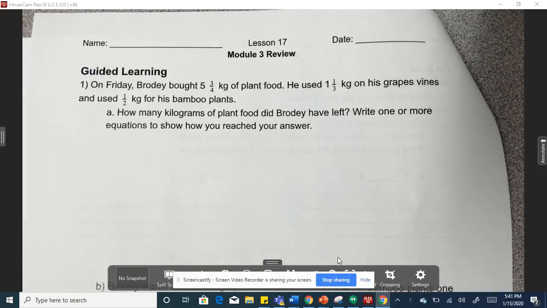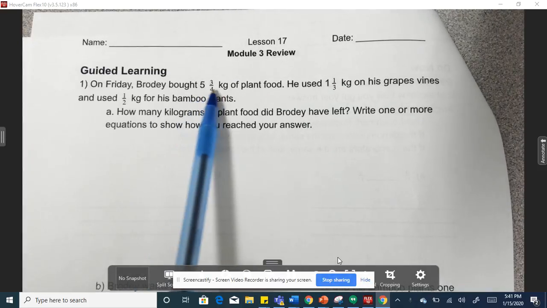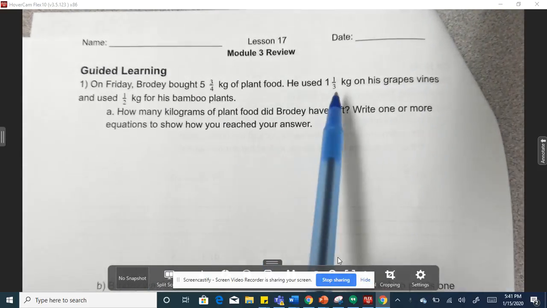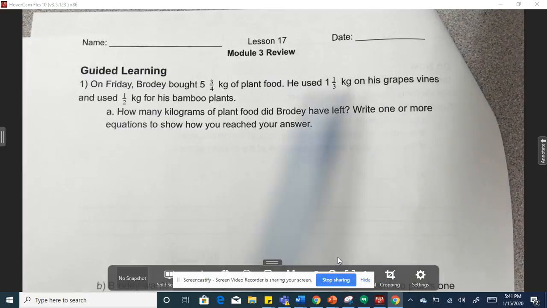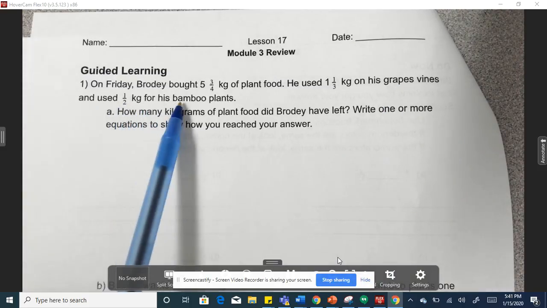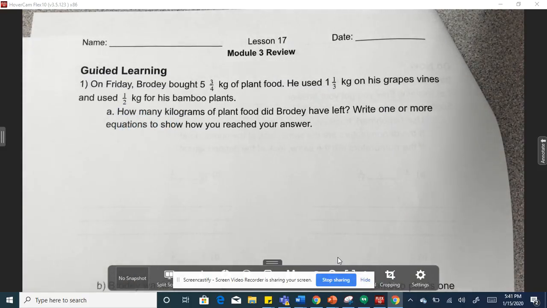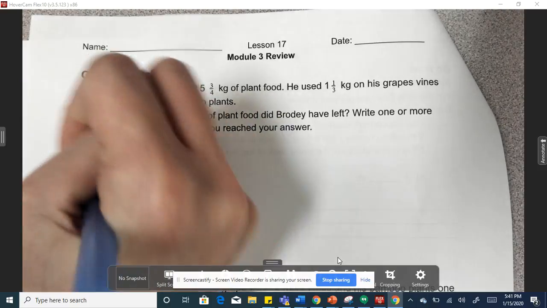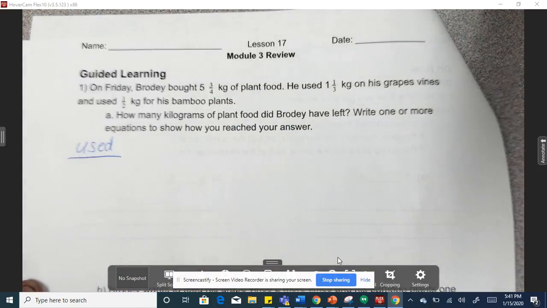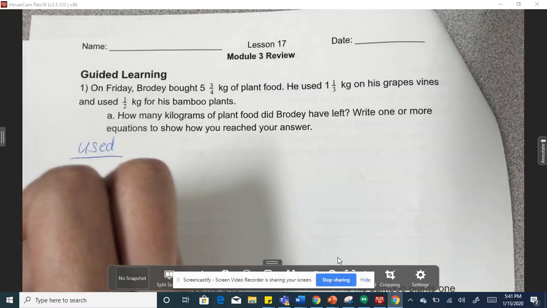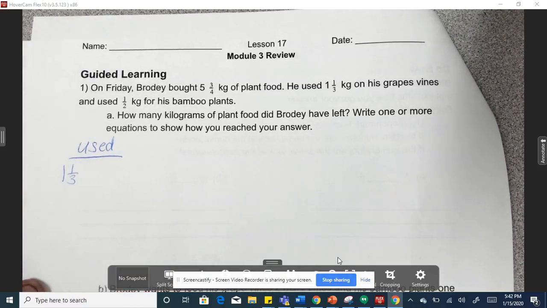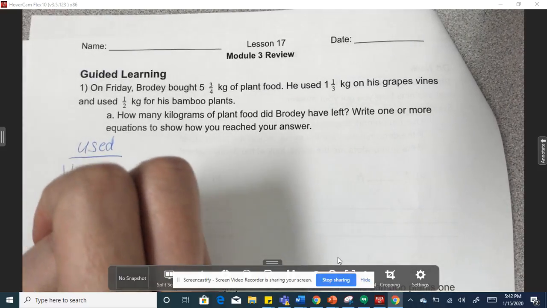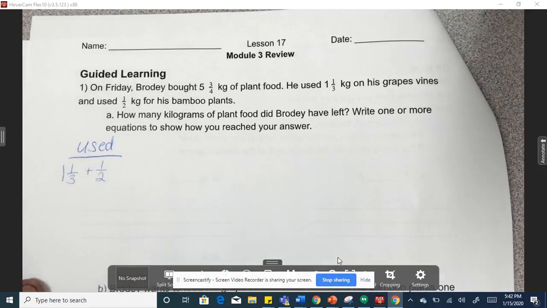All right, so I see that he has a total of 5 3/4 kilograms. He's using 1 1/3 on grapes and 1/2 kilograms on bamboo. So I want to figure out how much he's using, and then I'll figure out how much he has left. So I'm going to start by organizing my paper. I'm going to write how much he used here. I know he used 1 1/3 kilograms on the grapes and 1/2 kilograms on the bamboo plants.